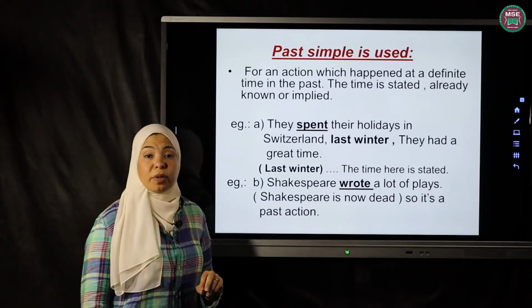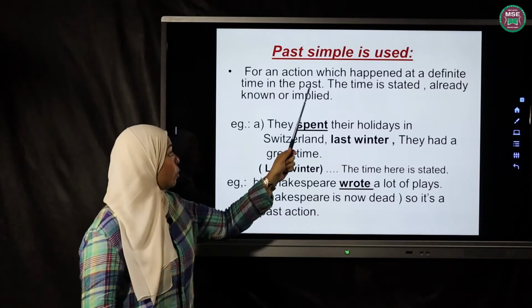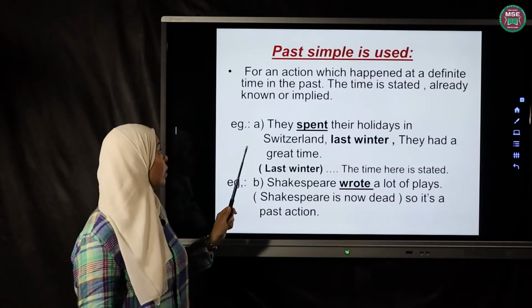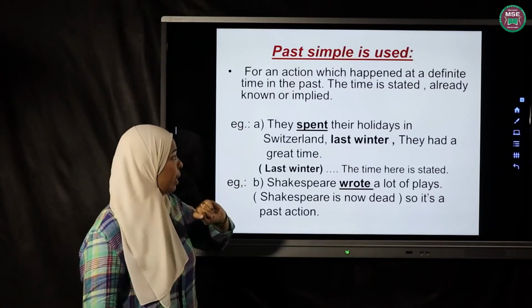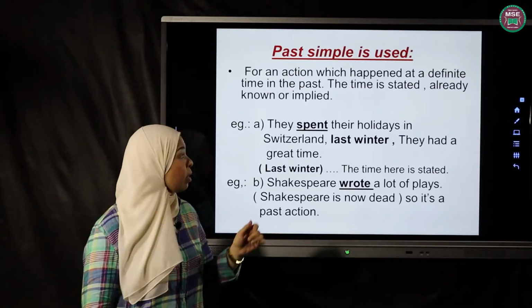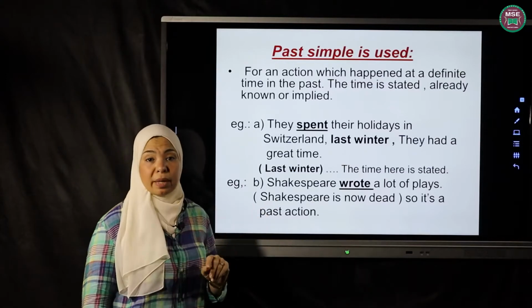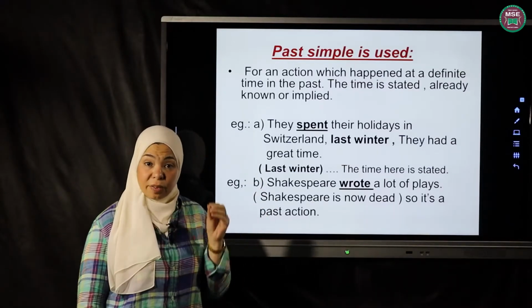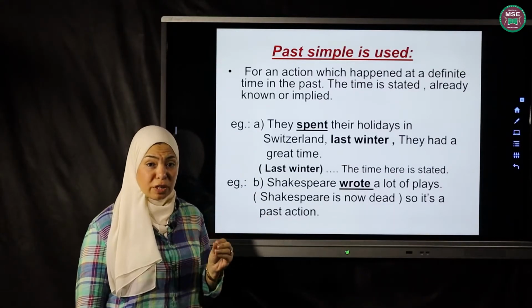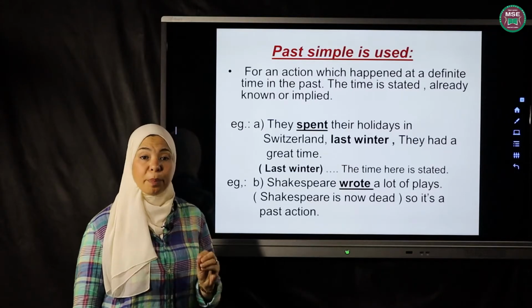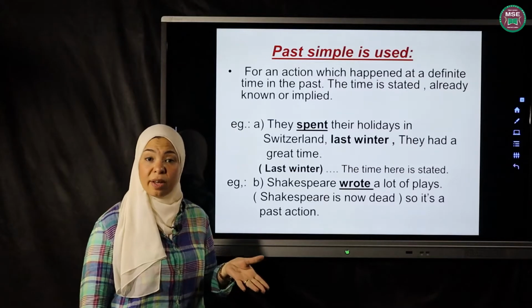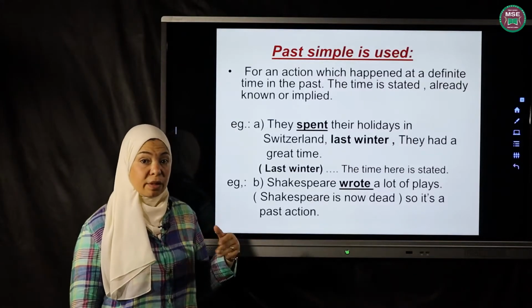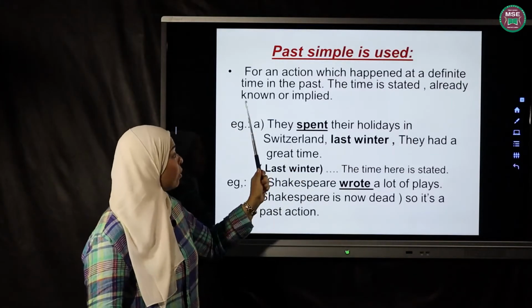The usages for the tense. The past simple is used first, for an action which happened at a definite time in the past. The time is stated, already known, or implied. When I say that it's a definite time, it means that I should mention when exactly this action happened in the past time, by using yesterday, in 1999, last year. So this means that it's a definite time in the past.